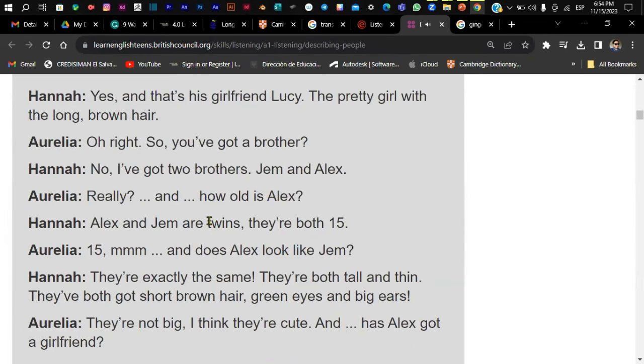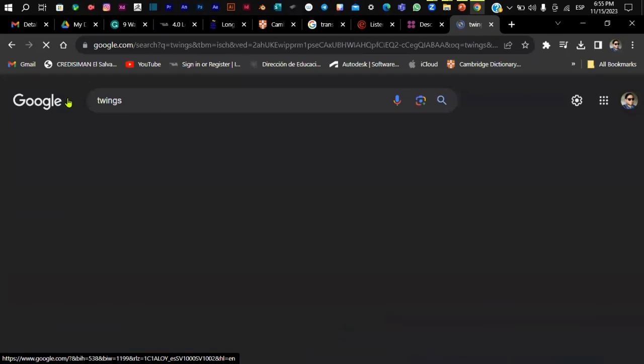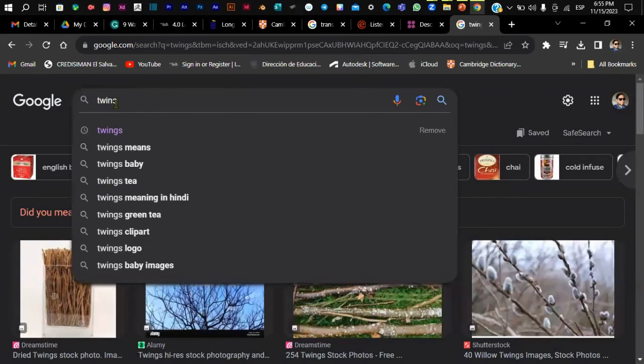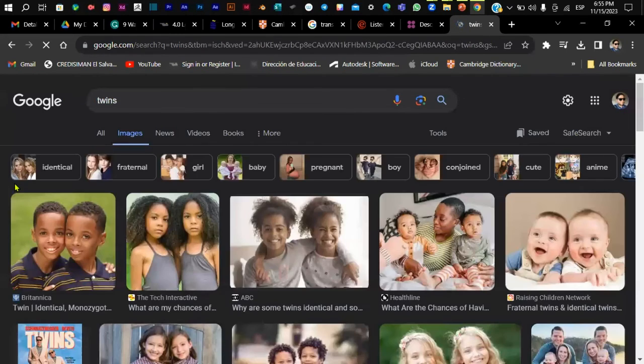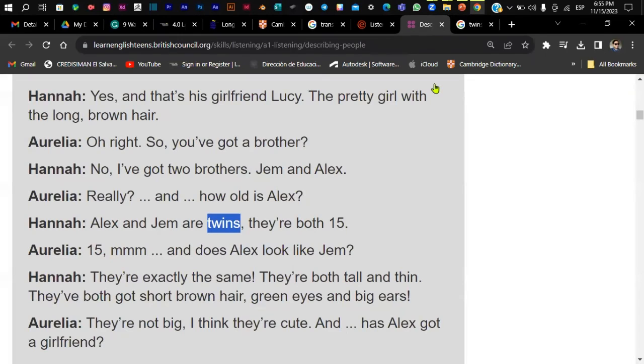Okay. What is the meaning of twins? What is the meaning of twins? Who knows? Twins. What is twins? Ah, exactly the same, right? They are a copy of each other. Una copia del uno del otro, yes. Alex and Jem are twins. That is how it says, ahí dice.